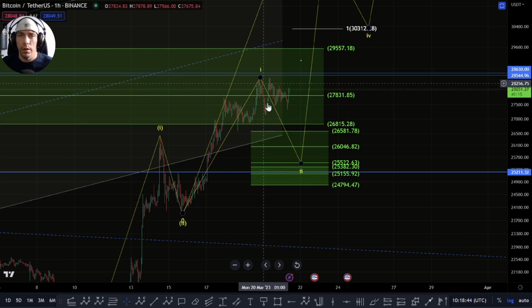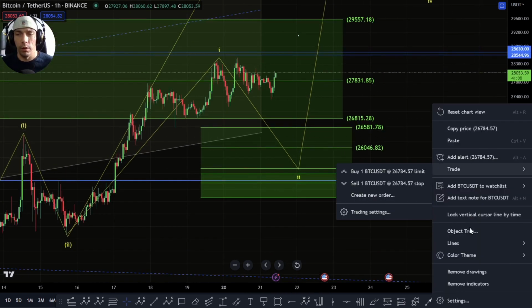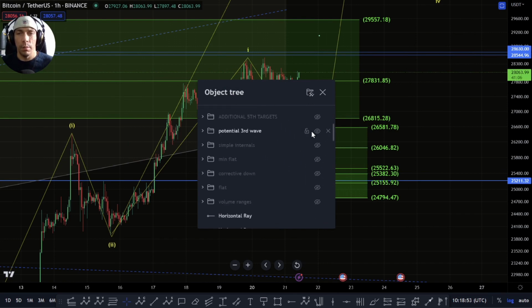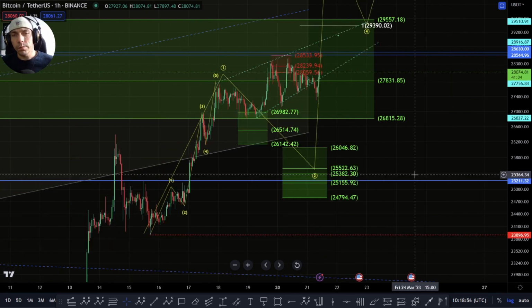Within this, it would have to be developing from here though, where this was an A potentially. Yeah, there's not enough information to really call it a triangle at this point, but I am keeping an eye out for that as well.